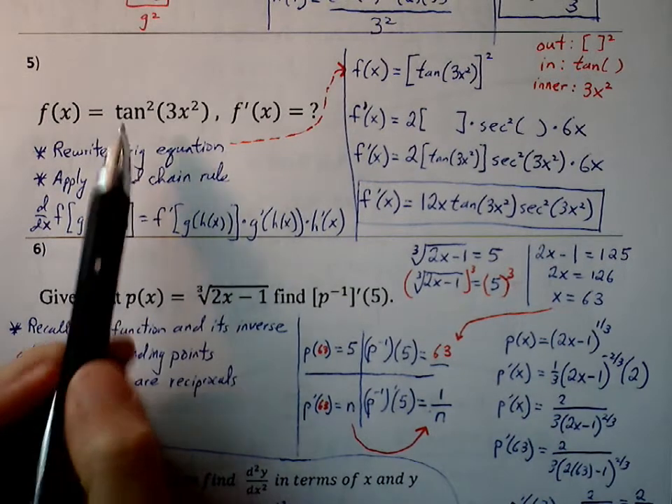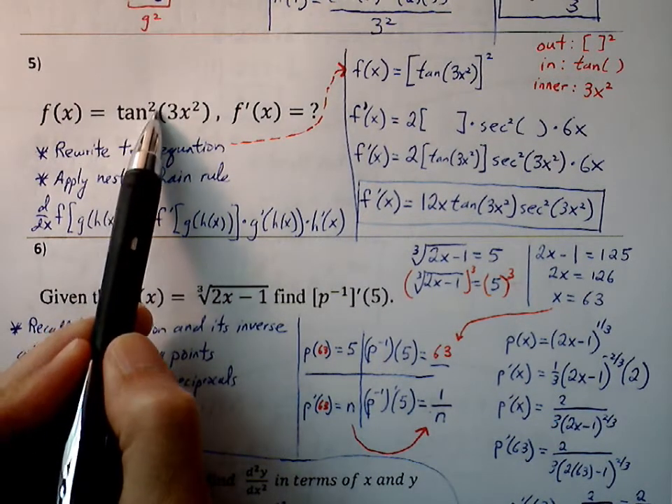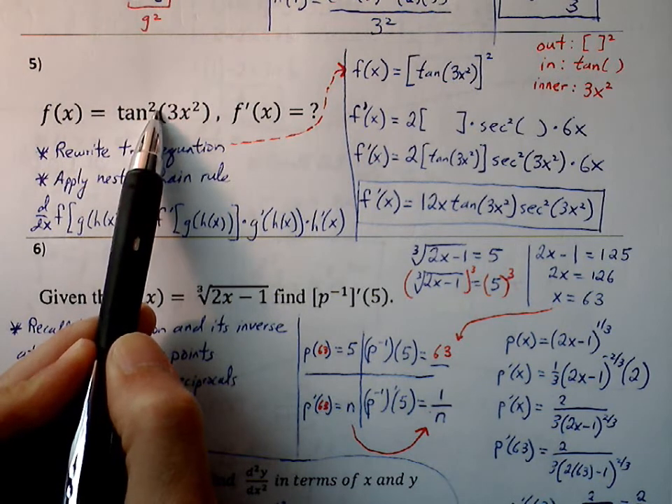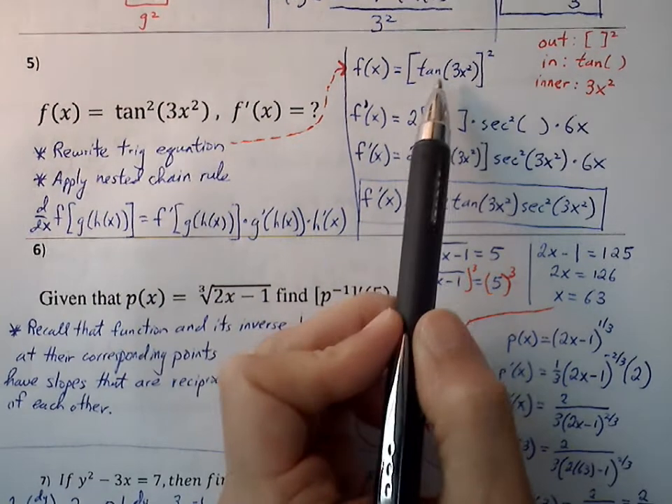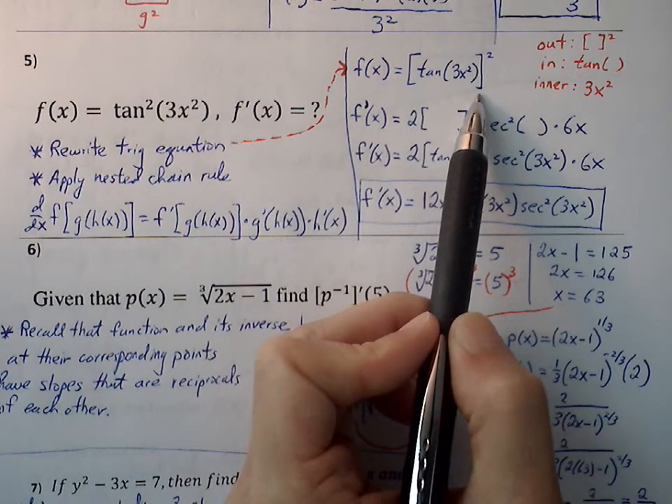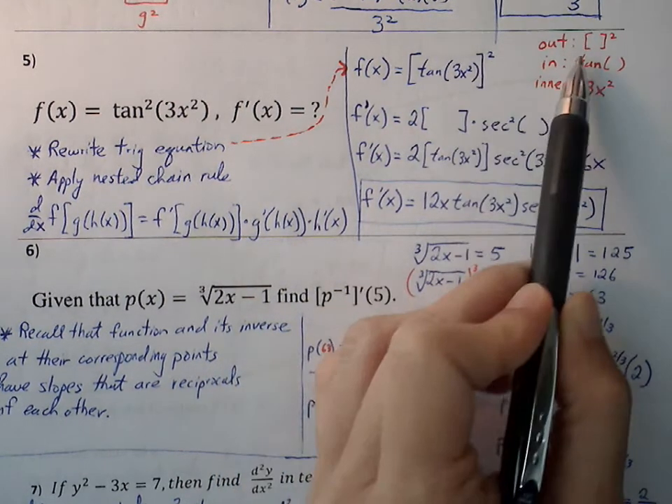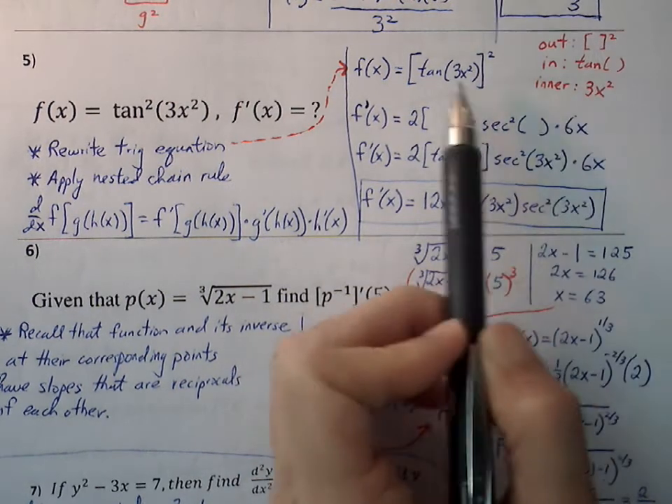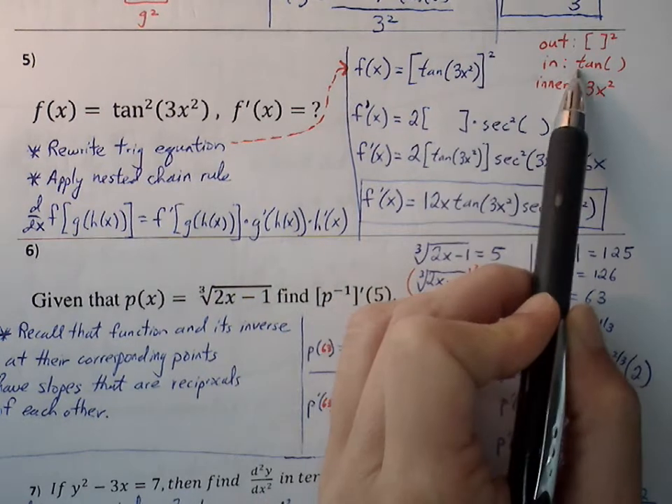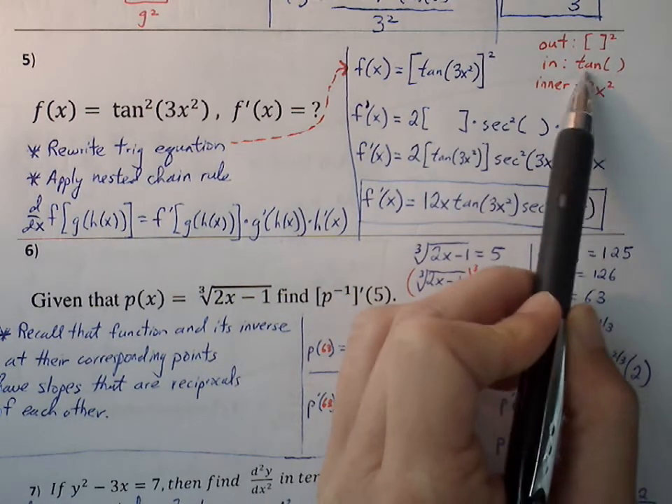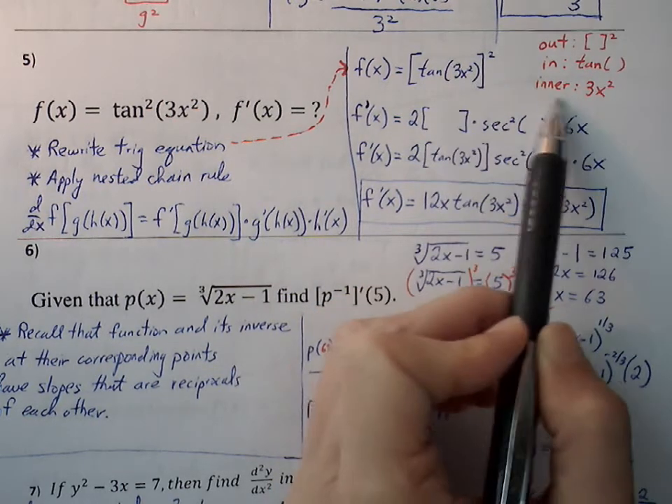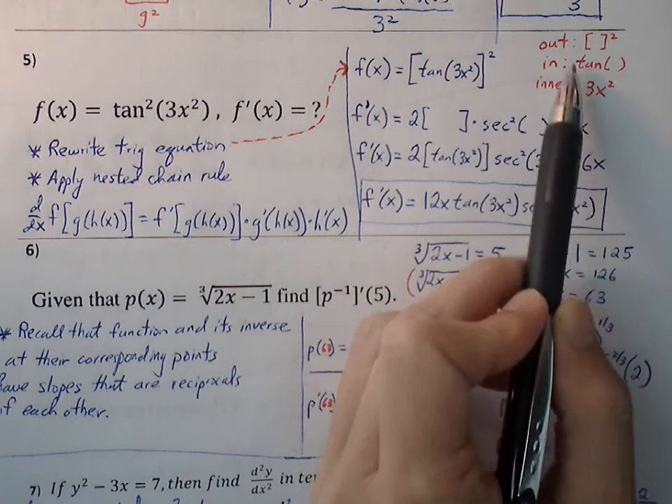The first thing that I want to do is rewrite this expression to make it easier for me to see all the different parts. So that squared, I'm going to push that out as bracket squared. Now it makes it easier to see that anything with a bracket and exponent outside is going to represent my outermost function. Directly inside the bracket is the tangent of the parentheses, so I'm going to notate that as my inside function. And what's inside the parentheses is going to be the innermost function. So we have 3 different layers.